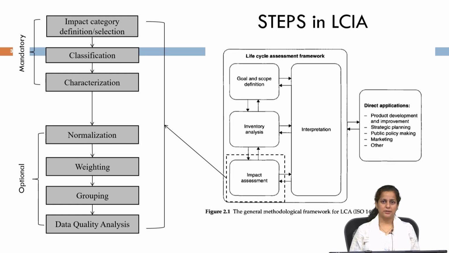So let's see what are the steps in life cycle impact assessment. In this third step of LCA, we have 3 main or mandatory steps. First is the impact category definition or selection. Second is classification and then characterization. The others are optional as given by the ISO, which are normalization, weighting, grouping and data quality analysis. Of these we will study 5. So we will study the 3 mandatory and the 2 optional, normalization and weighting.